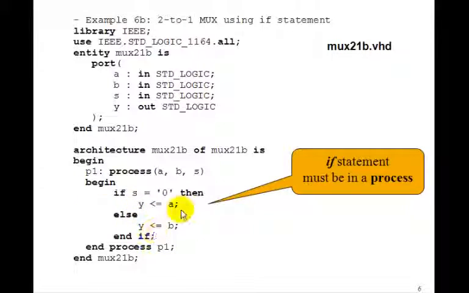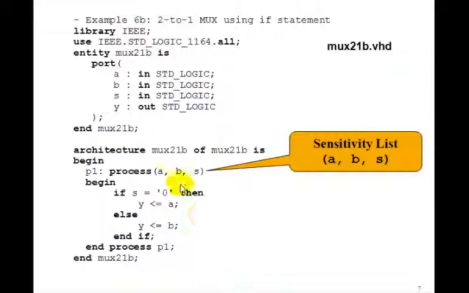The if statement must be in what's called a process. A process can have a label here, this is optional, followed by the word process, and then begin end process, and in there is this so-called sequential statement, which in this case is an if statement. If S equals 0, then Y gets assigned A, else Y gets assigned B, end if.